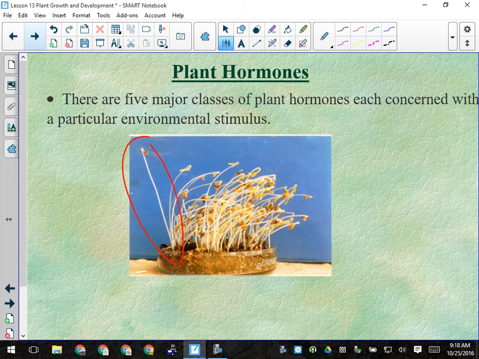Yeah, once it gets into the light, it'll probably start to grow more towards that side.